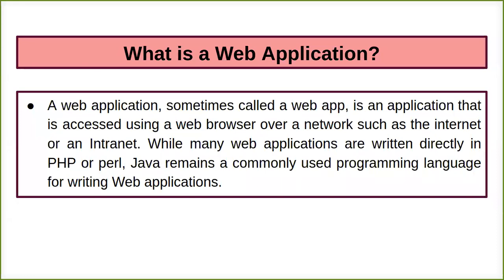Now, while many web applications are written directly in languages like PHP or Perl, Java is going to remain a commonly used programming language for writing web applications. I told you that more than 10 billion products are running on Java right now. Take any form, any product, anything you talk about, it includes Java because of its features, because of the flexibility Java gives to the developers.